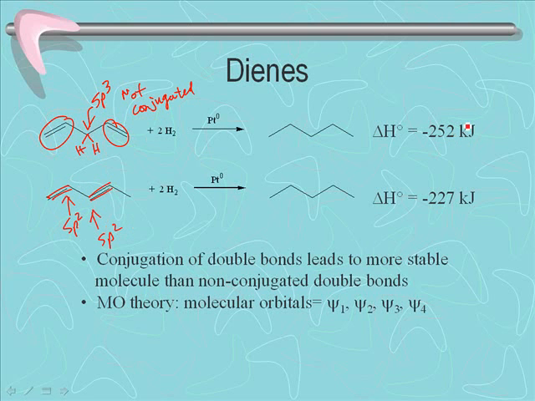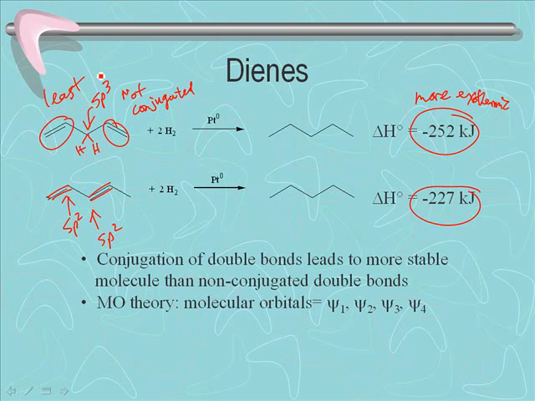The first molecule releases much more heat than the bottom one. It's more exothermic. And as a result, the alkene that we start with is the least stable. It's the highest in energy, and it releases the most energy to form the product. And notice that with both alkenes, both dienes, the product is identical.